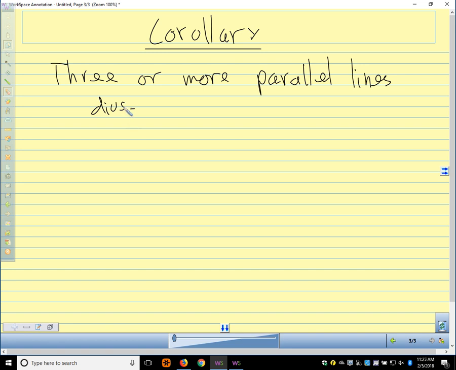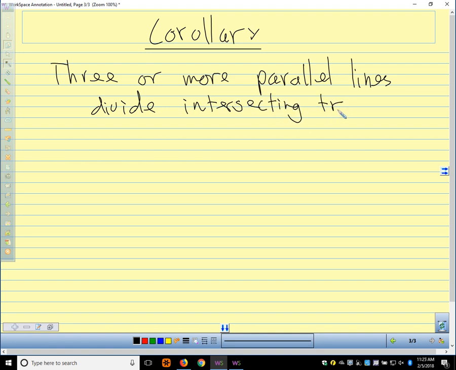And three or more parallel lines are going to divide intersecting transversals proportionally.